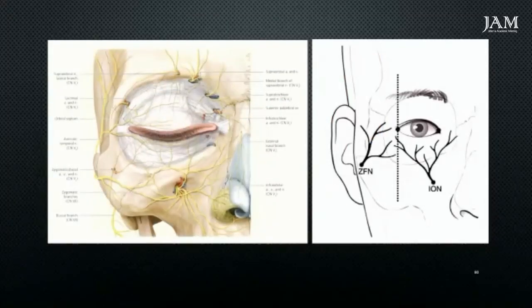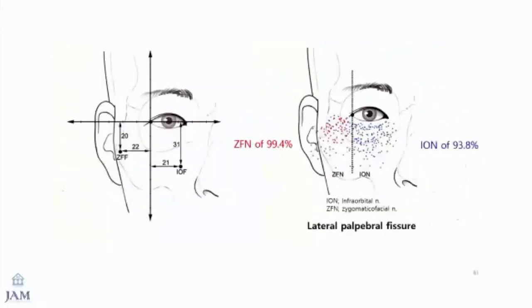The last one is that the lateral canthus is also a very good landmark for the zygomaticofacial and infraorbital nerves. In my research, the lateral canthus is very good because the lateral side of the lateral canthus is the territory of the zygomaticofacial nerve, and the medial side is the infraorbital nerve, almost 100%. So you can use that for nerve block or anesthesia.